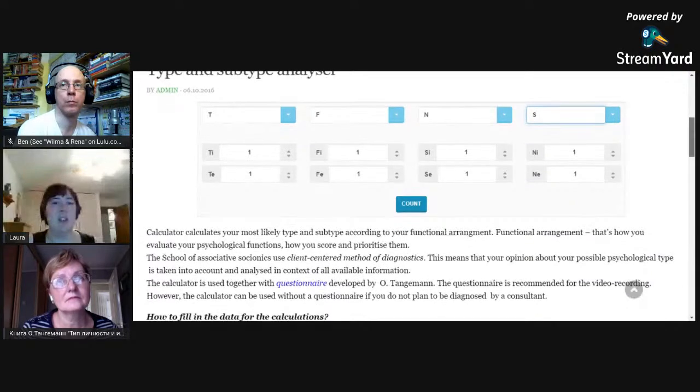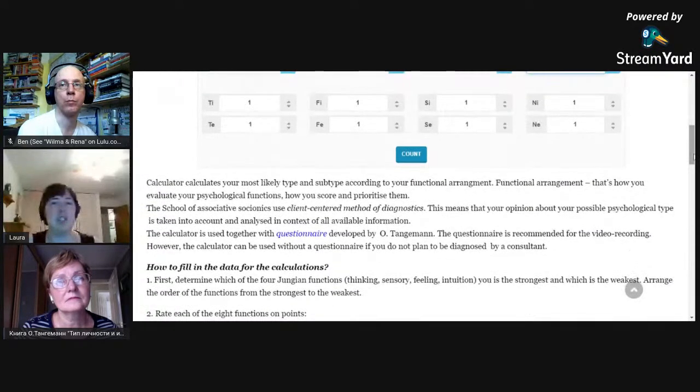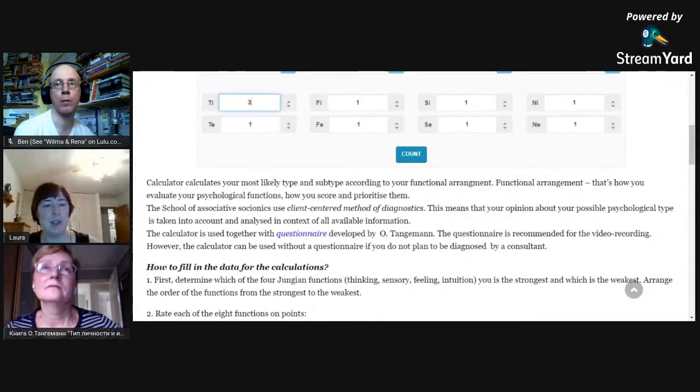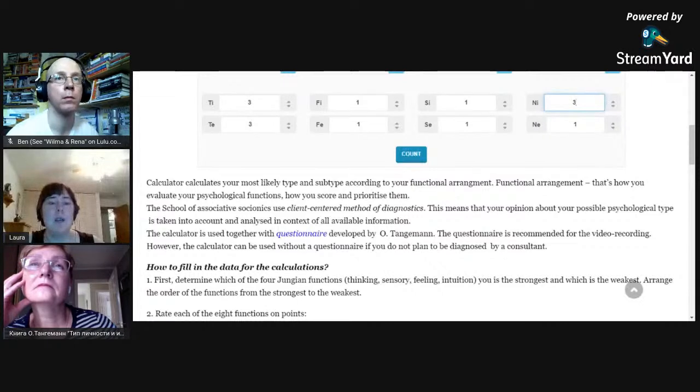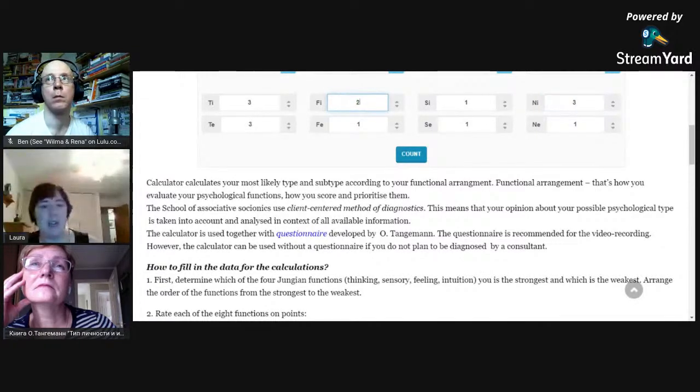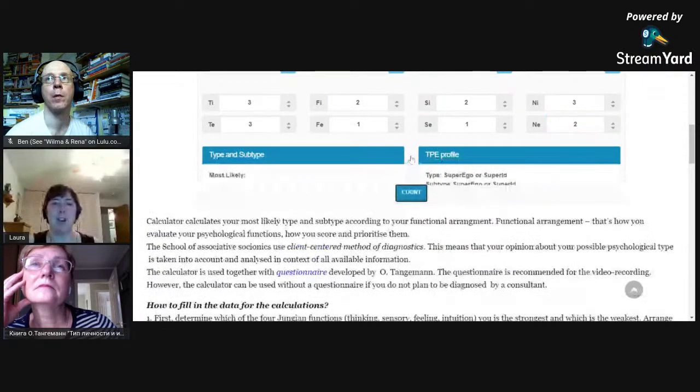And then here is where you rate each individual cognitive function on a scale of 1 to 3, with 3 being strong and 1 being weak. So I gave a 3 for TI, a 3 for TE, and a 3 for NI. So those were my strongest functions. My weakest functions were FE and SE, and I gave those a 1. The remaining ones, FI, SI, and NE, I gave a 2. Then I do count, and that submits my result.